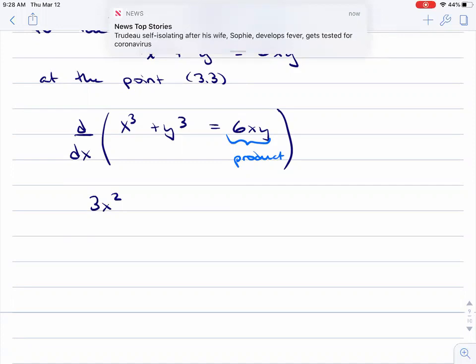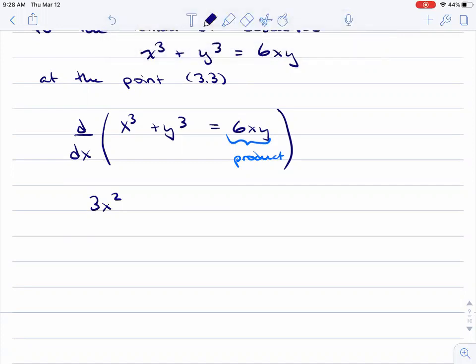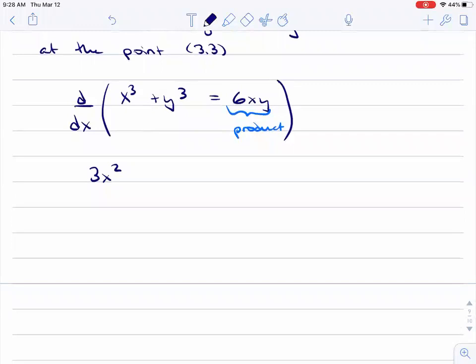Oh no, Trudeau's self-isolating. We all need a break. Poor Tom Hanks. Rita Wilson.